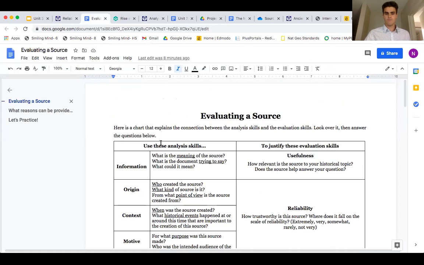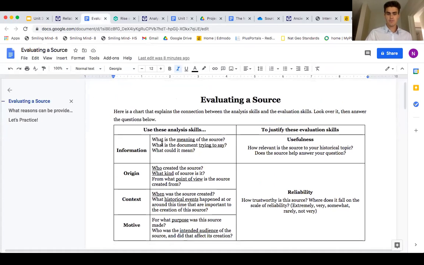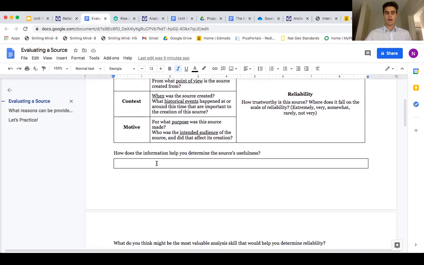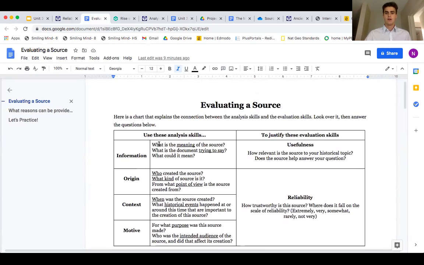Or let's check out this document rather. So, on this first page here is a chart that explains the connection between the analysis skills that we practiced on Friday and the evaluation skills, excuse me, that we are practicing today. I want you to please look over it, then answer the questions just below it. There are two quick comprehension questions below this chart.